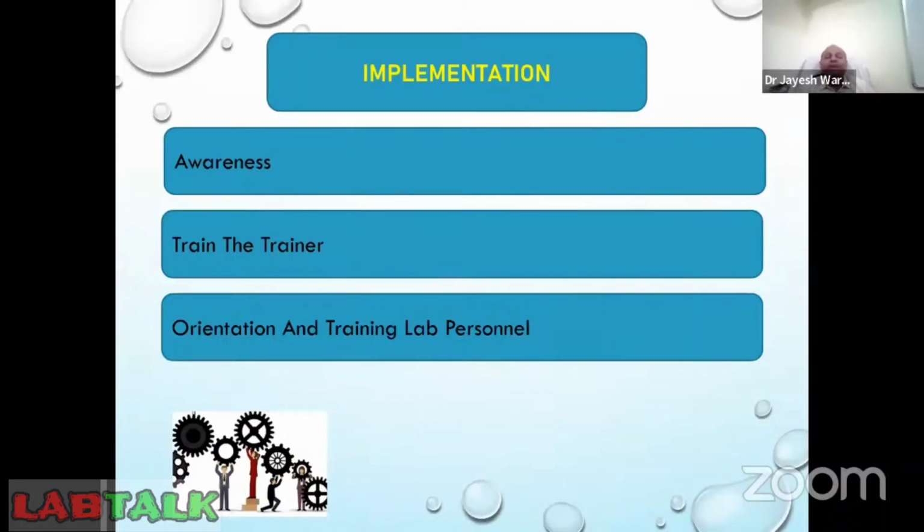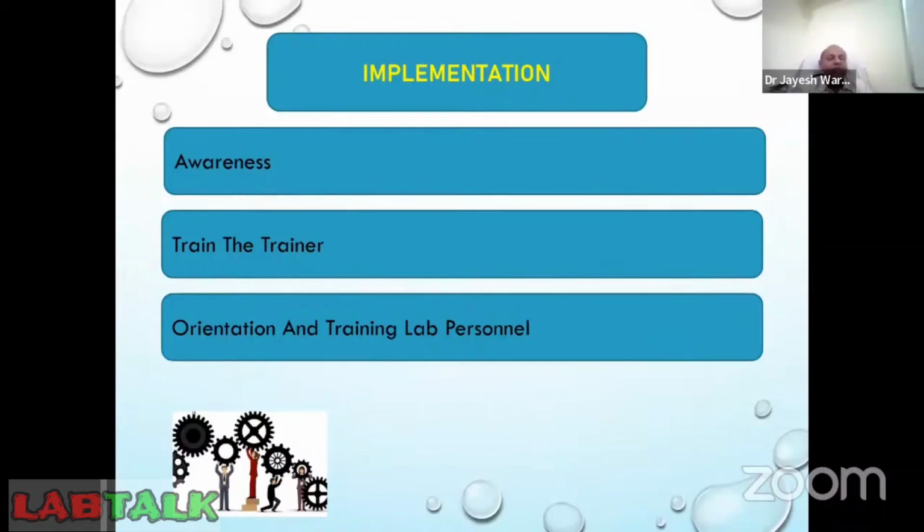For training, freshers can attend the 4 days training for ISO 15189:2022. Those who have already done the previous course, that is ISO 15189:2012, can go for a refresher course of 2 days and get themselves trained. So the first important step is to train the trainer. This training must be conducted for the trainers first.